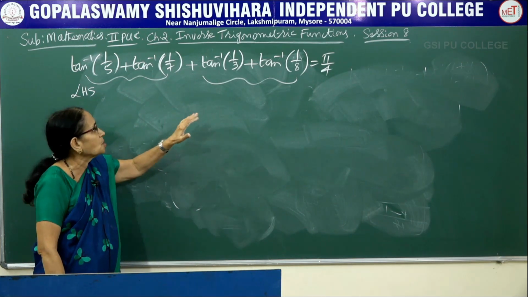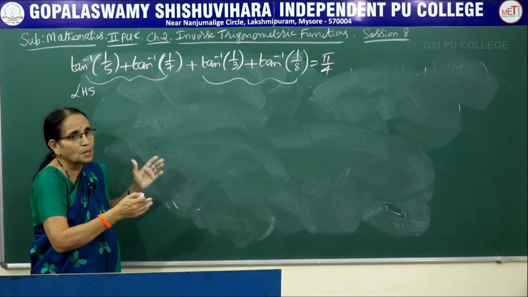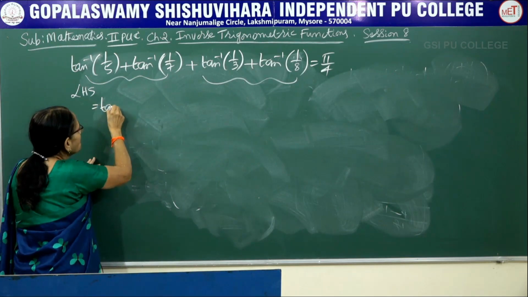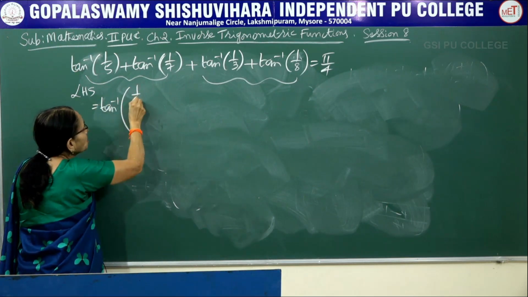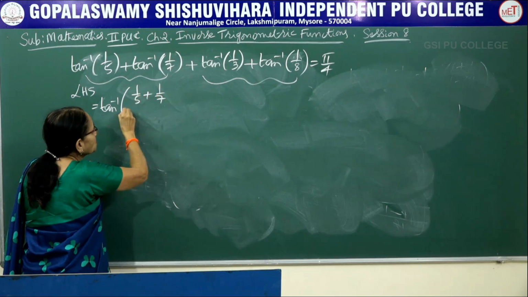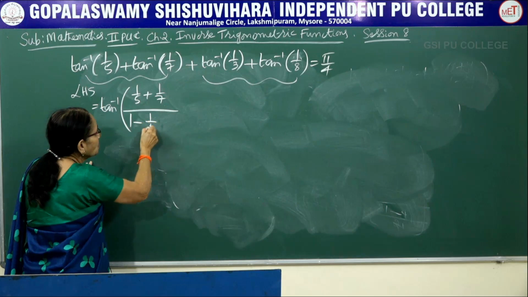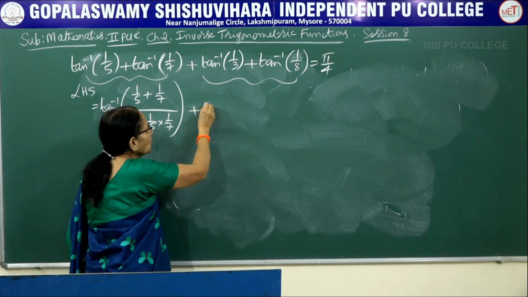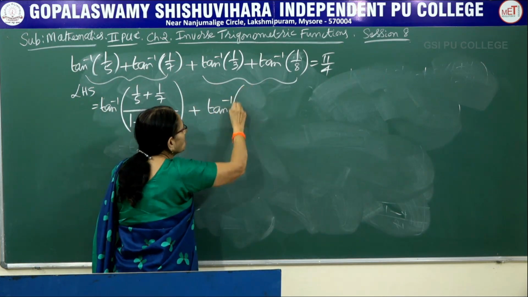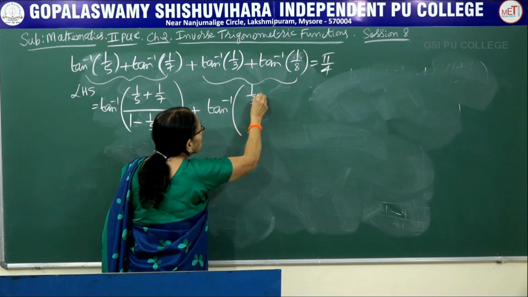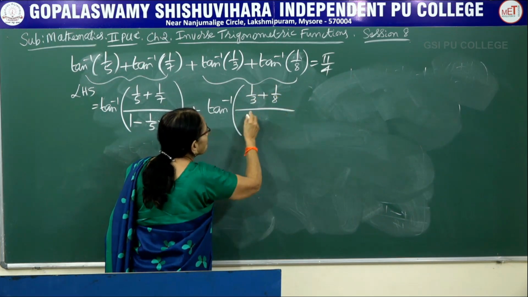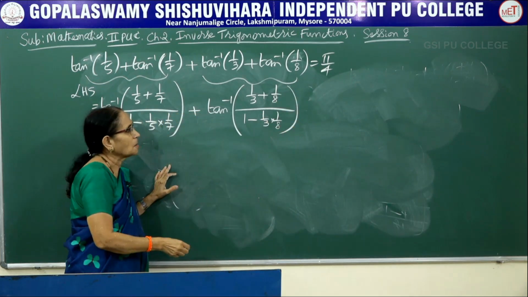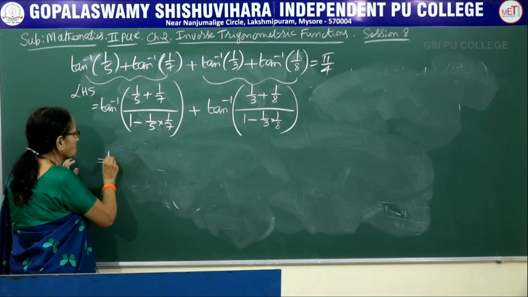The same property is used here, but we are applying that property simultaneously for 2 sets of functions. So this would be tan inverse of (1/5 + 1/7) divided by (1 - 1/5 into 1/7). The same thing you apply here also: tan inverse of (1/3 + 1/8) divided by (1 - 1/3 into 1/8). Now let us do the simplification.